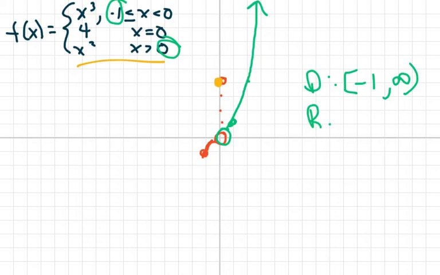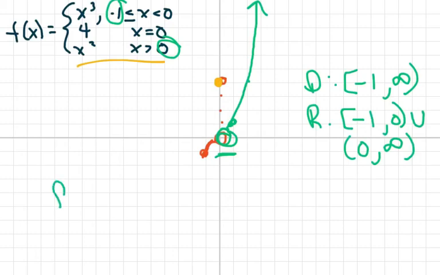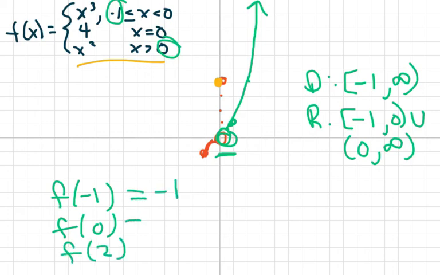Your range, we're starting at -1, and then we go to 0, then we have to stop because it's open. So then we unite it with 0 to infinity. And then you can do the others. We're going to do one more. Oh, that's it. So let's go ahead and do f of -1, f of 0, and f of 2. f of -1 is -1. f of 0 is 4. f of 2 is 4. And intercepts, we just have one intercept here at (0, 4).